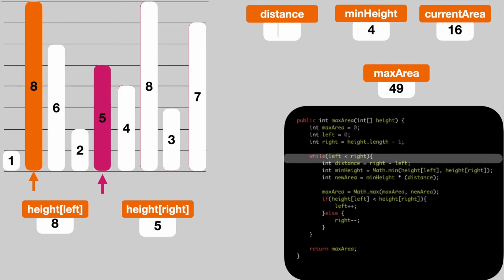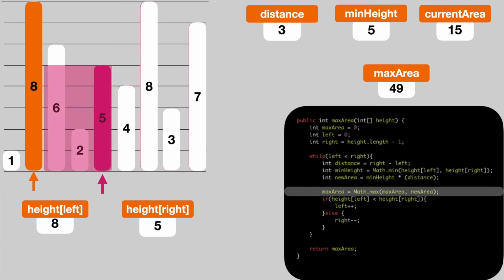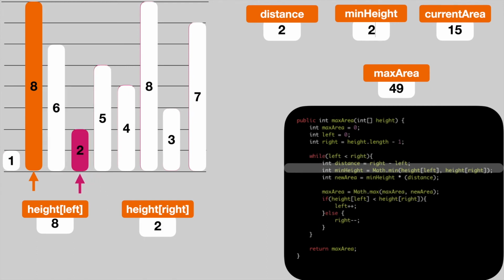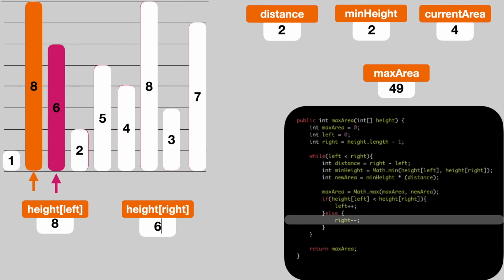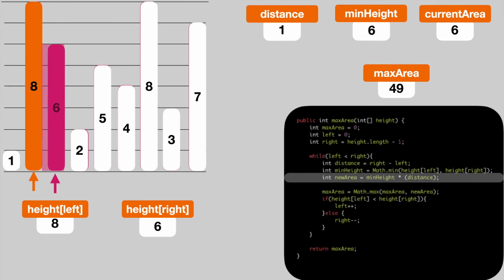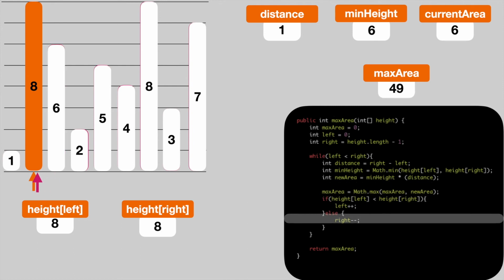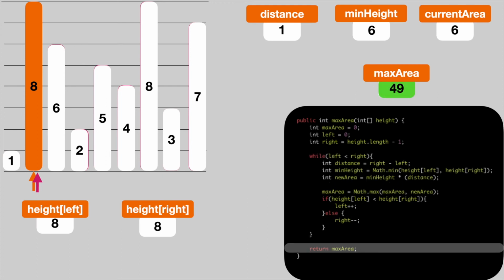So we go again until the while condition is no longer met. And if we find any max along the way, we pick it and update the maximum area variable. So now, the condition is no longer valid, as the left and right index are now equal, so we return the max area, which is 49.